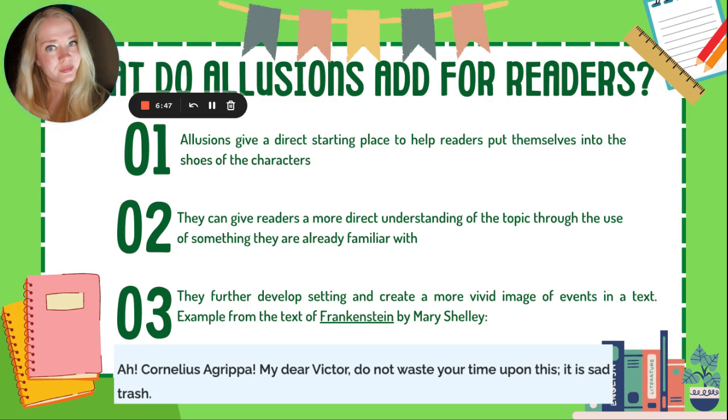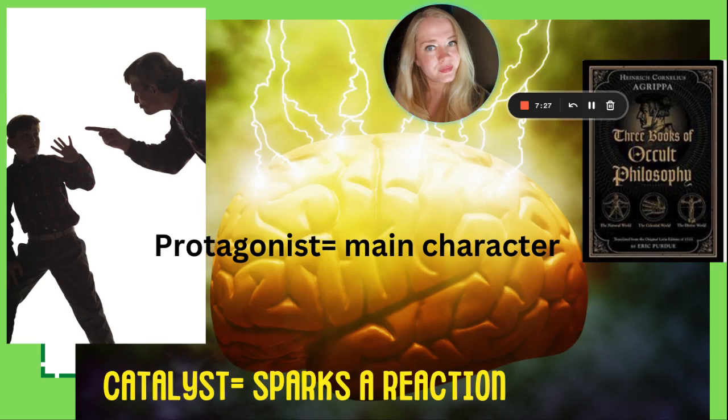Cornelius Agrippa, my dear Victor, do not waste your time upon this. It is but sad trash. When our protagonist in this story, Victor Frankenstein, is told by his father that the works of Agrippa, which he has just become so involved in, are sad trash, he has the same reaction that many teenagers would have when an adult tells someone not to read or not to study or not to stay up late playing that video game.